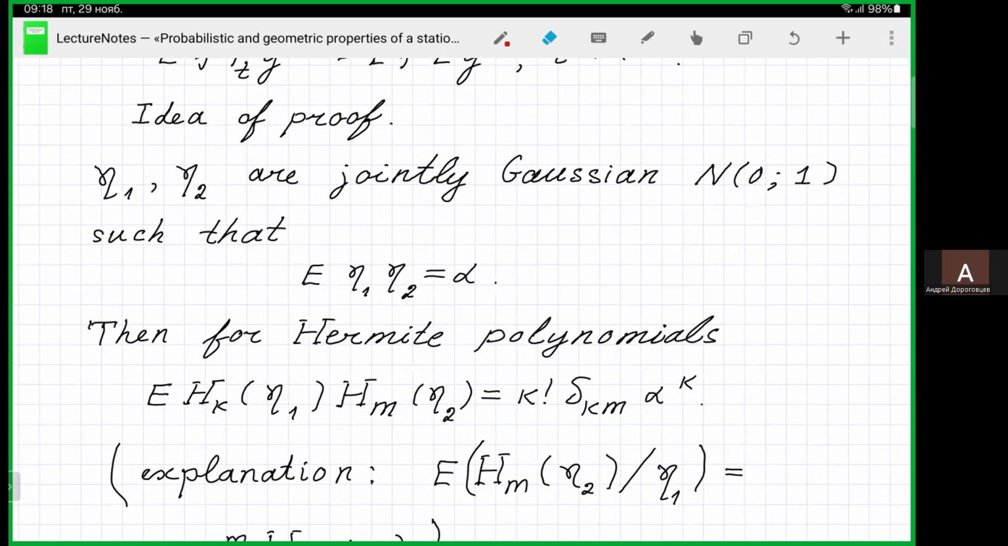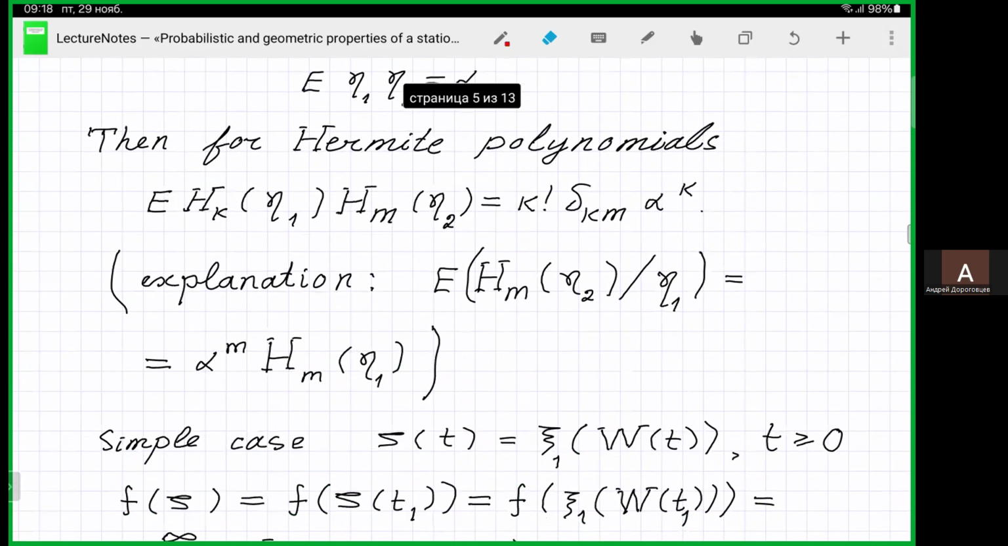The explanation is also not too hard to understand. It occurs that the conditional expectation of H_m of eta 2 with respect to eta 1 is equal to alpha^m H_m of eta 1. By the way, this is a very simple but important particular case of the definition of the so-called second quantization for Gaussian random functions.